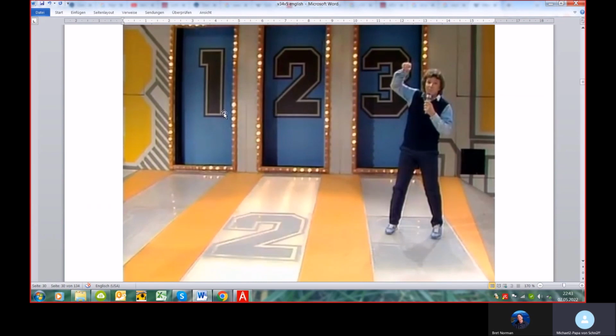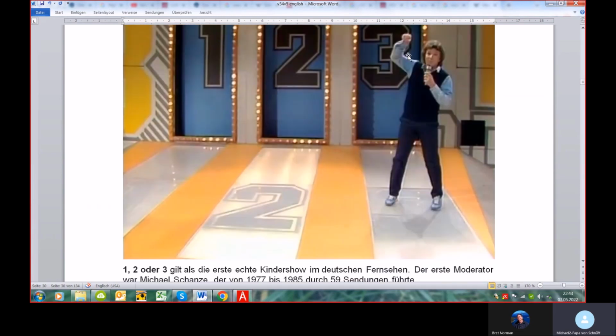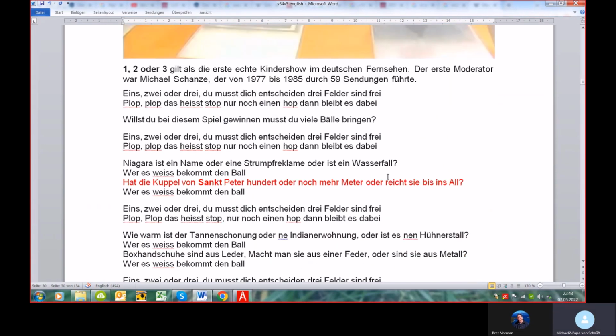This is a German children's series where they say you have to choose between the first solution, the second solution, the third solution. But in the Warren Commission, there's only one solution. That must be three shots. Yeah, and even in that children's television series, which I was watching in 1977, when I was about 10 years old, they said, oh yeah, the dome of St. Peter, is it 100 meters? I said, no, not again.